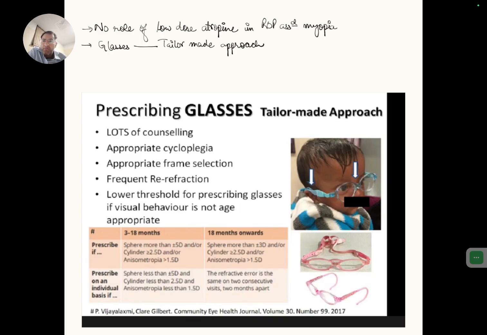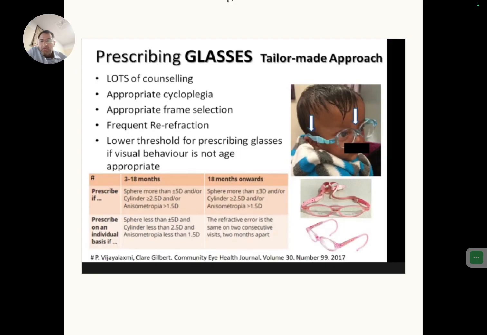We have to do appropriate cycloplegic refraction. We have to select the appropriate frames according to the age of the baby. We have to do frequent re-refractions. And there should be a low threshold for prescribing glasses if the visual behavior is not age appropriate. So we have to remember those milestones which we just now discussed. At 3 to 18 months and 18 months onwards, when to prescribe glasses?